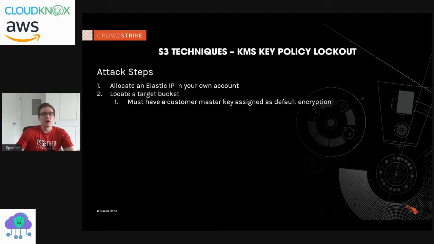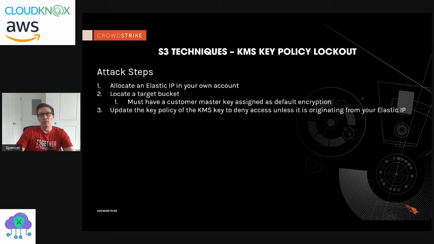So we'll locate a target bucket, and our target has to have a customer master key assigned to it as the default encryption method, or at least the objects in the bucket have to be encrypted with a customer master key. It can't be the default S3 KMS key, and it can't be unencrypted because we're targeting the actual key behind the encryption, which requires it to be a customer master key. Otherwise, we can't mess with the policy.